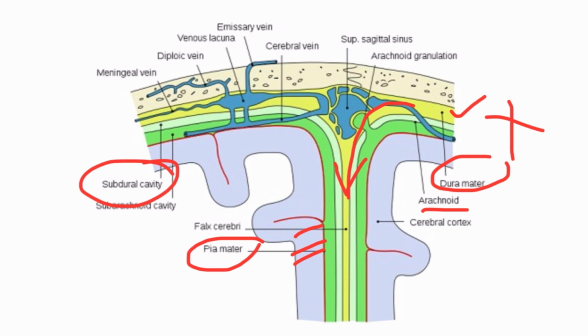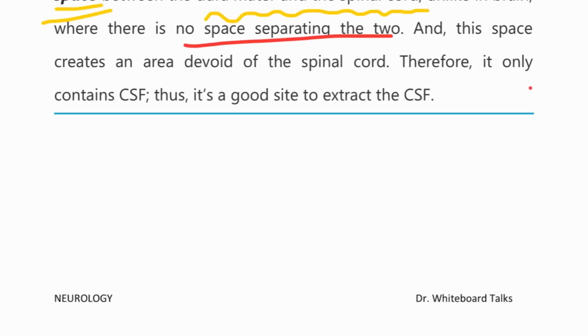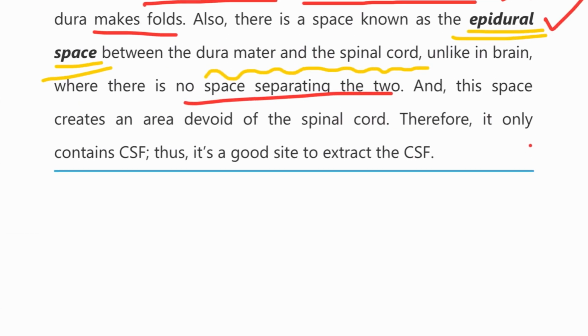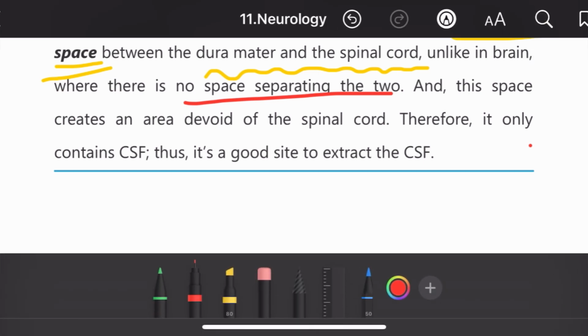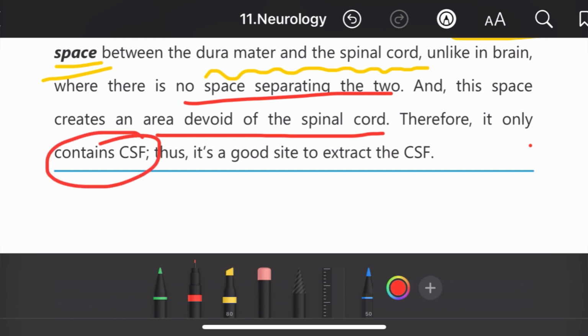So this is the case I have to discuss about the epidural space. Okay, now I'm coming to the topic. Once again, we have to see that this space creates an area devoid of the spinal cord. So the epidural space is where there is an area devoid of the spinal cord, so it contains only CSF. The spinal cord is not there, but CSF is there, so it is a good site to extract CSF.